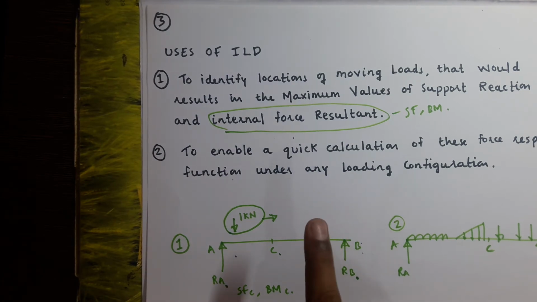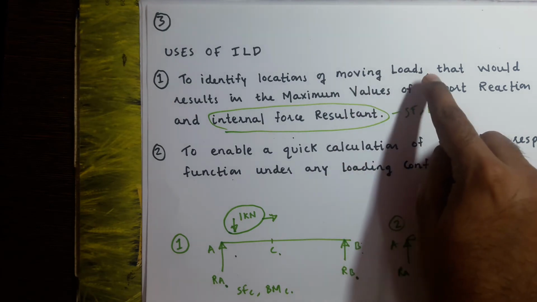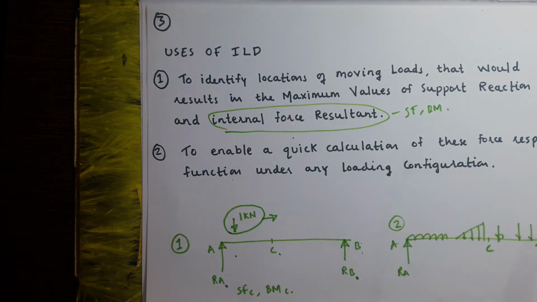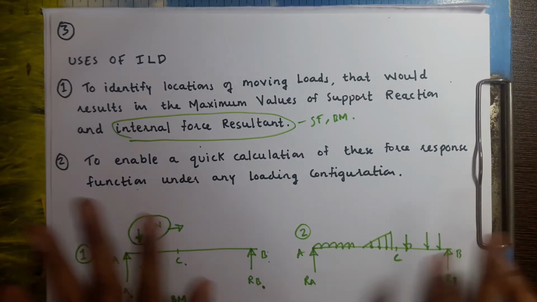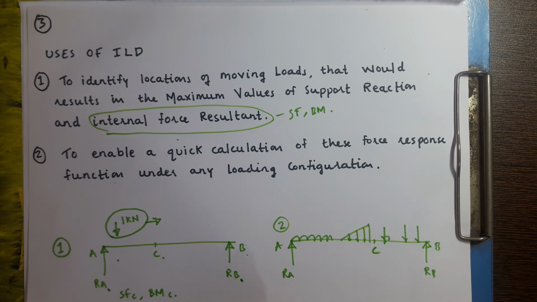So by using the influence line diagram we can easily identify the location of the moving load so as to get maximum responses. The next use of the influence line diagram is that it enables a quick calculation of these force responses under any loading configuration. In this case you have a simply supported beam and there are multiple loads: UDL, uniformly varying load, multiple point loads. It will be difficult if we go by the classical method to find support reaction. Classical method means using equations of equilibrium. It will be difficult, you have to crack many equations.